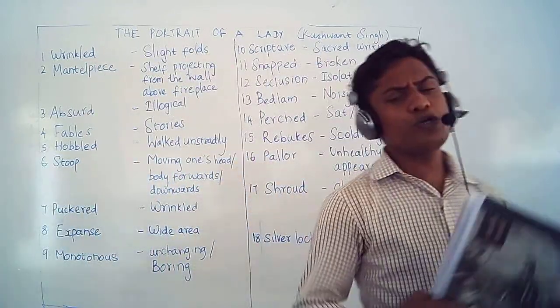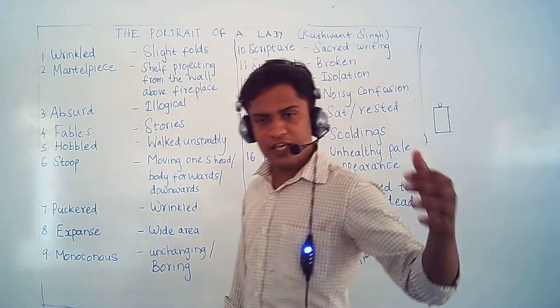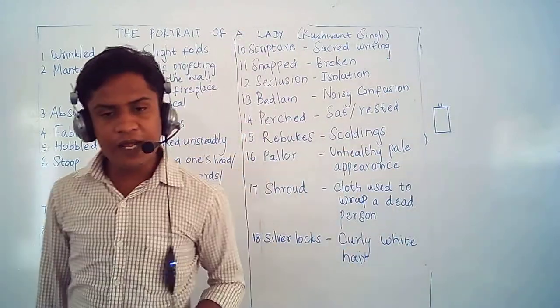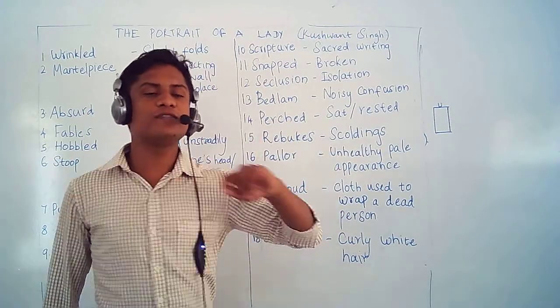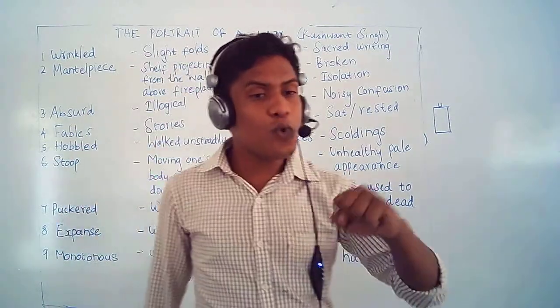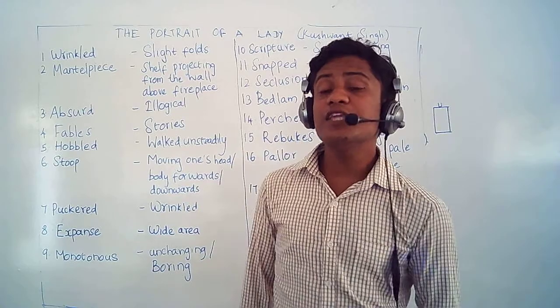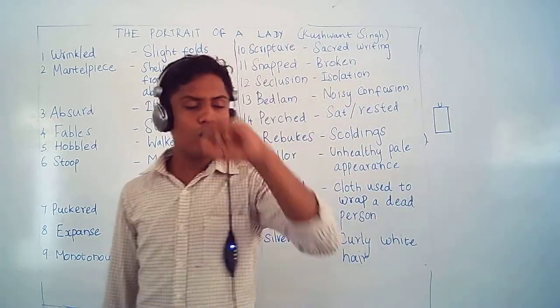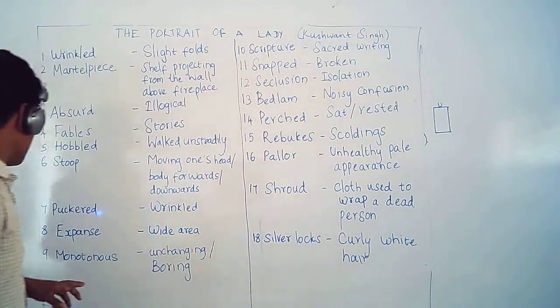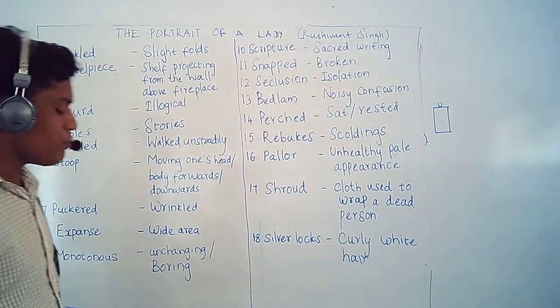So what does she do? She used to wake the author early in the morning, and what does she do? She will make him take a bath, okay. While making him take a bath, she used to sing monotonous prayers, okay. Monotonous, what do you mean by monotonous? Monotonous means unchanging and boring, okay.